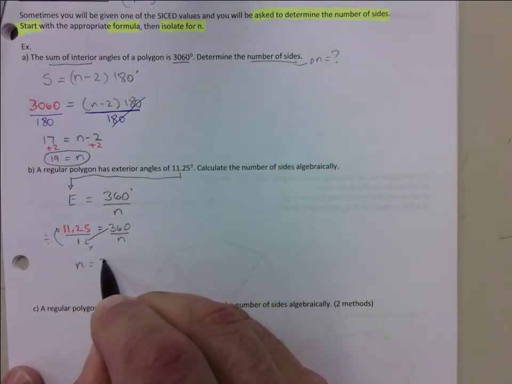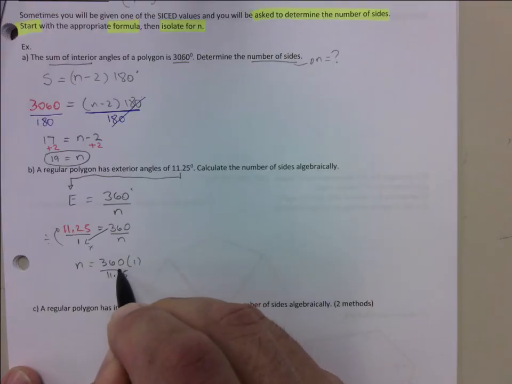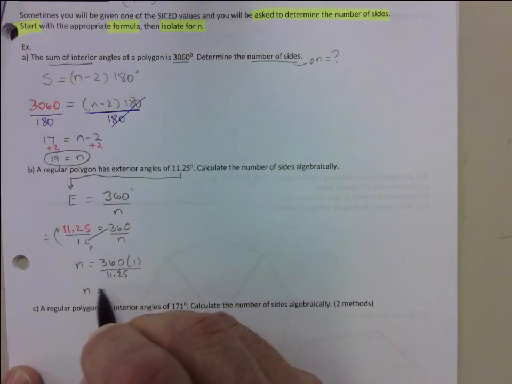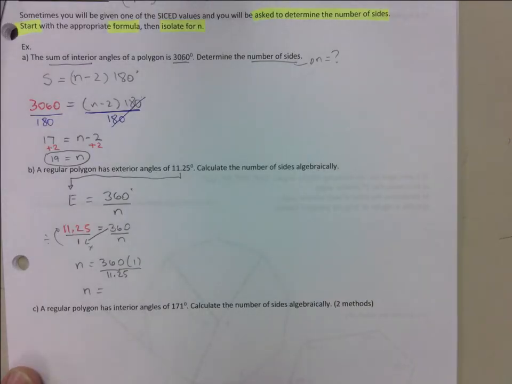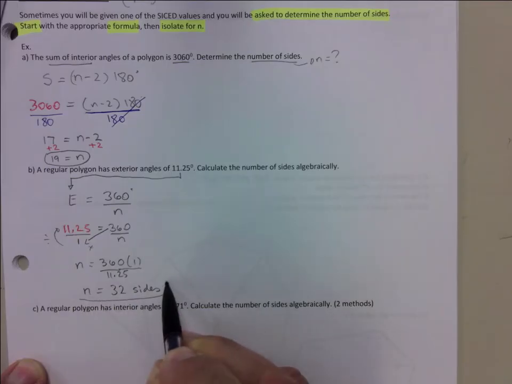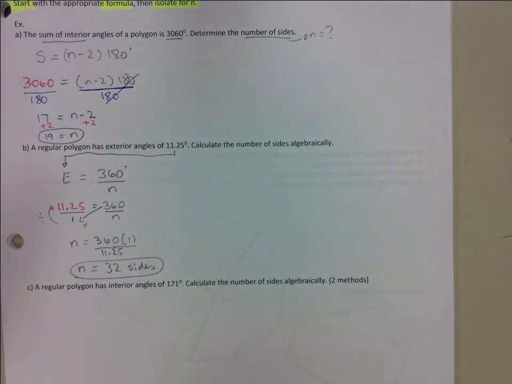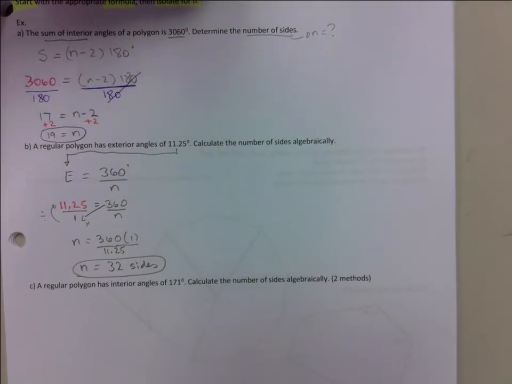So n is equal to 360 divided by 11.25. I should say it's times 1, sure. And 360 divided by 11.25 is 32. 32 sides. And there you've solved it algebraically.